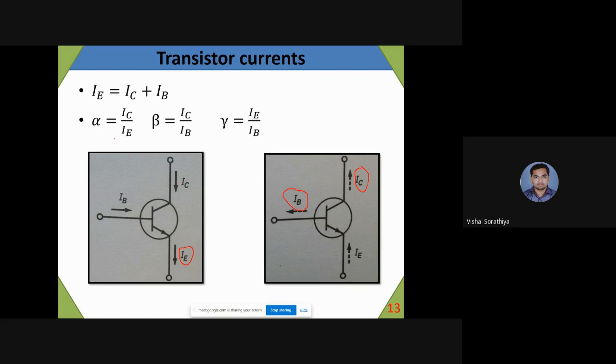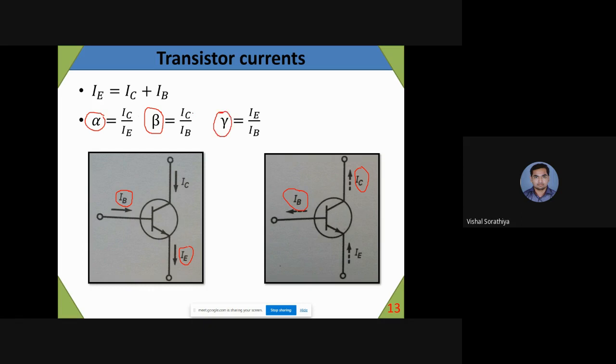Now there is a gain part. If we take the ratio of IC by IE, how much current is coming from the collector and how much is available at the emitter, then it is considered alpha. If you take the ratio of IC by IB, it becomes beta. If you take the ratio of IE by IB, then it becomes gamma.